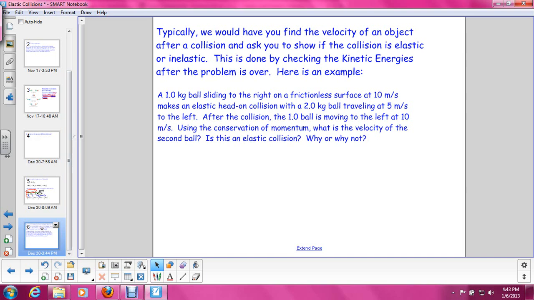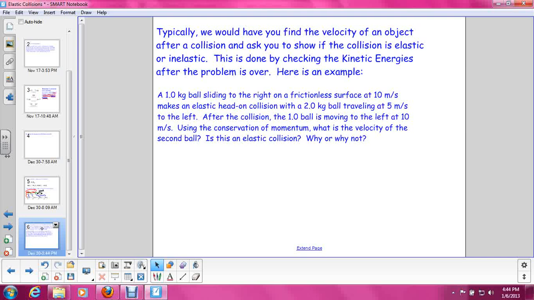So usually, what we'll have you do is find the velocity of an object after a collision, and then ask you to show us if it's elastic or inelastic. If it's elastic, initial kinetic energy should be equal to final kinetic energy. If it's inelastic, those two numbers will not be the same. So let's do an example together.